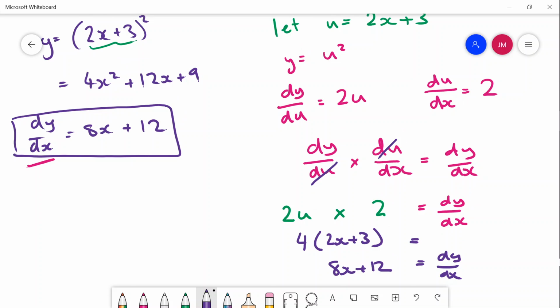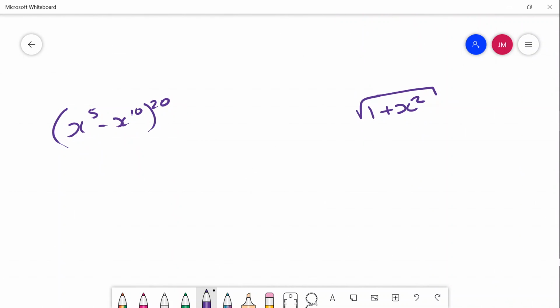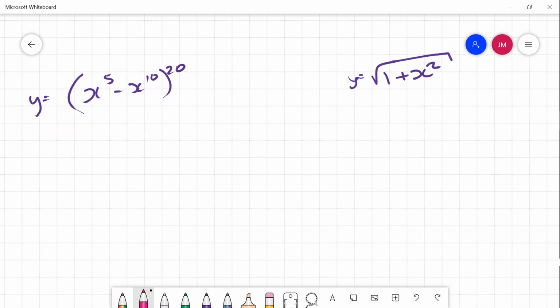What happens when you see a question that looks like this? y equals x to the power 5 minus x to the power 10, all to the power of 20. Or one that looks like this. y equals the square root of 1 plus x squared. Are you going to expand these brackets first by hand? Didn't think so. So, let's use our chain rule.